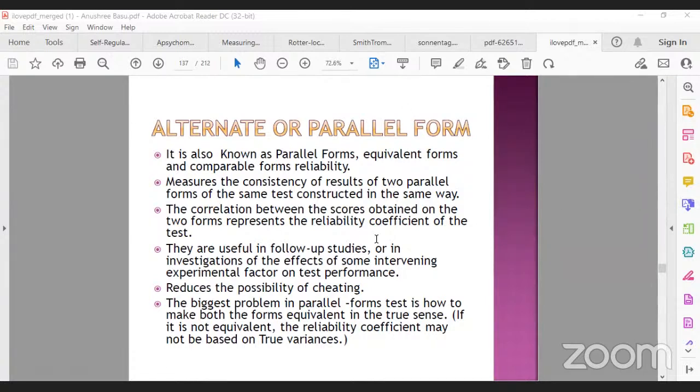But as much as it has some pros, it also has some limitations: how to make both forms equivalent in the true sense. If we are making two forms of achievement motivation, or form A and form B for personality, then they have to be equivalent. Their scores should be equivalent. If they are not equivalent, then the reliability coefficient may not be based on true variance. Then it would reveal a different result that would affect the reliability.